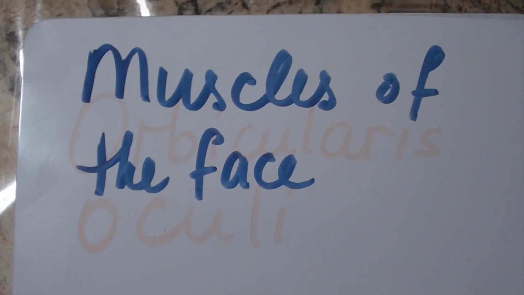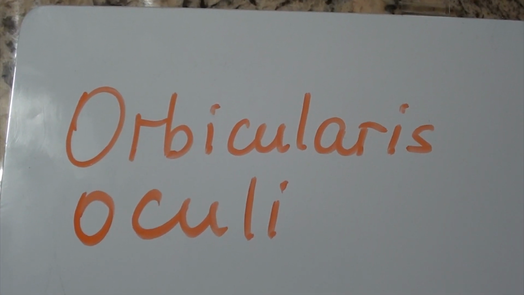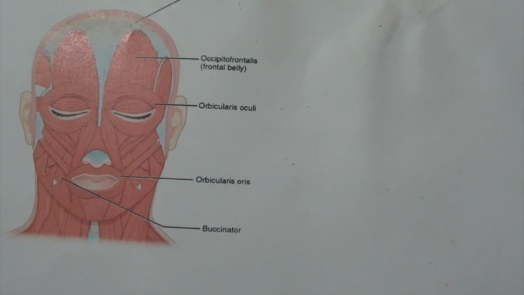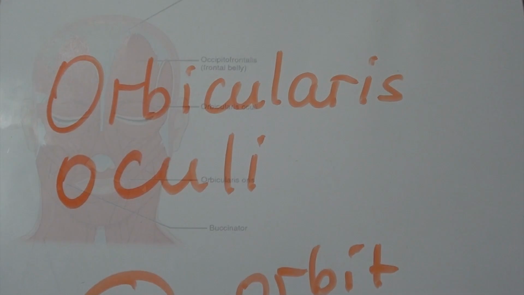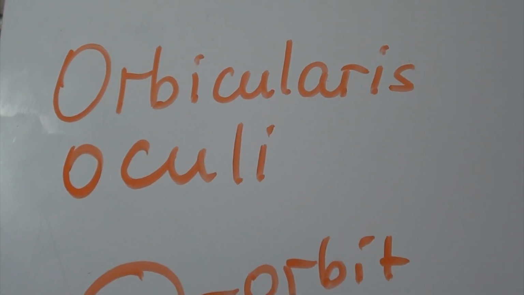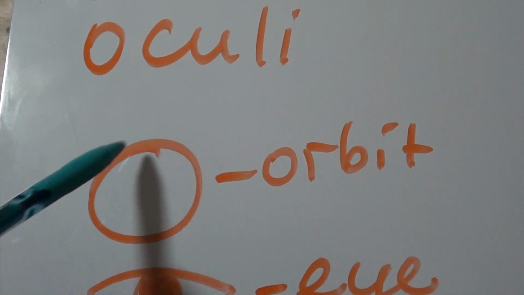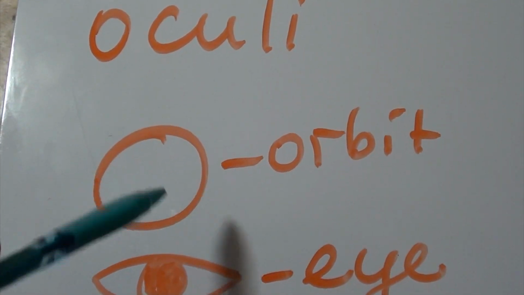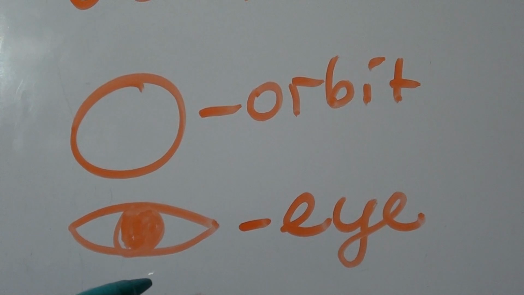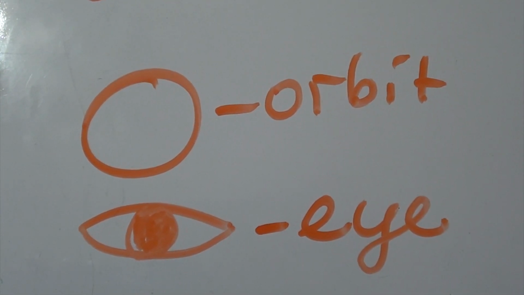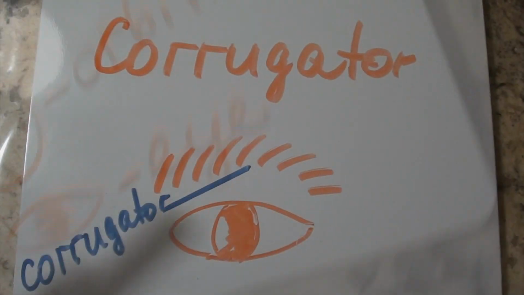Muscles of the face: orbicularis oculi is the round muscle around the eye, which allows us to close our eyes. To remember orbicularis oculi, you just remember orbit, which is round, the round muscle around the eye, and oculi is another name for an eye, like an oculist, an eye doctor.